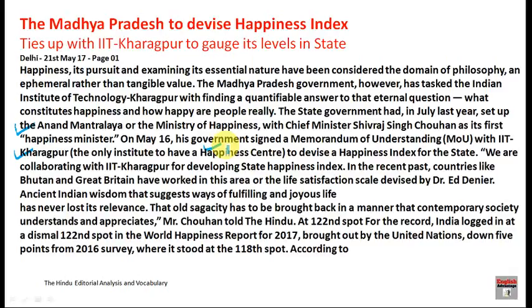Okay, India has a position of 122 on the happiness index conducted by the UN, United Nations. India logged in at a dismal 122nd spot. Dismal means very disappointing, not very satisfying. 122nd spot in the World Happiness Report for 2017, brought out, which means published, by the United Nations, down 5 points from the 2016 survey, where it stood at the 118th spot. Okay, in 2016 it was at 118th, and now it is at 122. So it is even lower by 5 points.